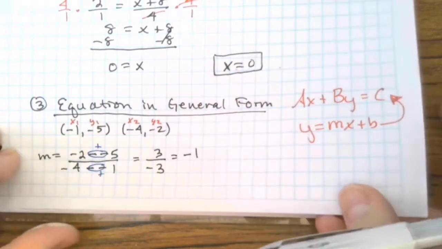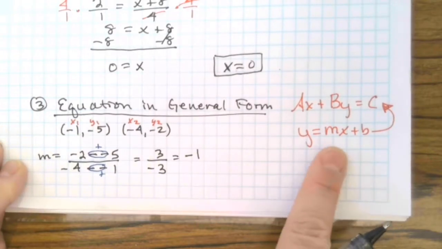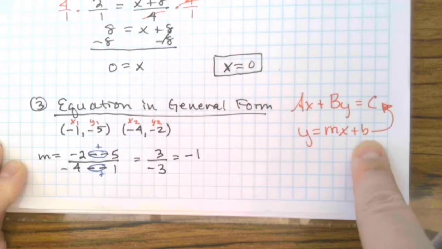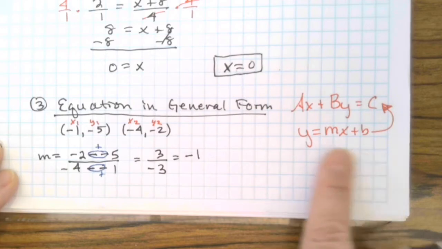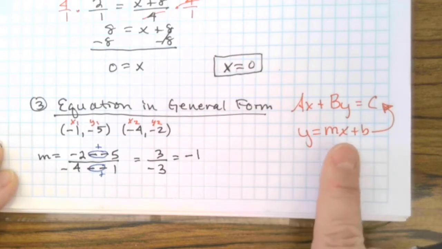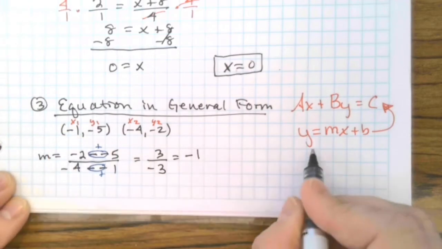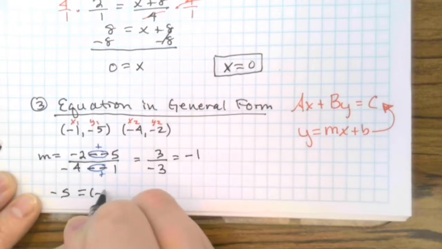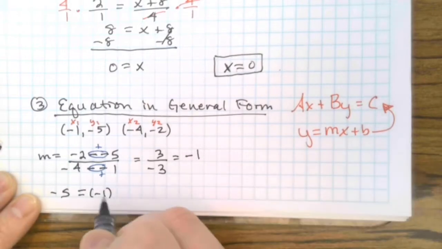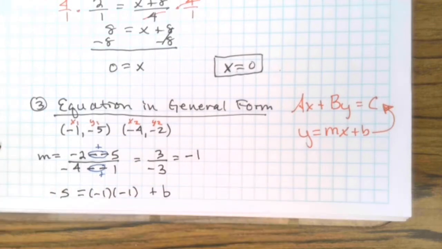I'm a little bit out of space here, but what we need to do next is we need a temporary x and y, because calculating the y-intercept doesn't have a formula, so we have to solve for it. So we're going to substitute in the point of our choice and the slope. I'll just pick the first point as my temporary x and y. So negative 5 is my y, equals my slope, which is negative 1, times my temporary x, which is negative 1, plus b.